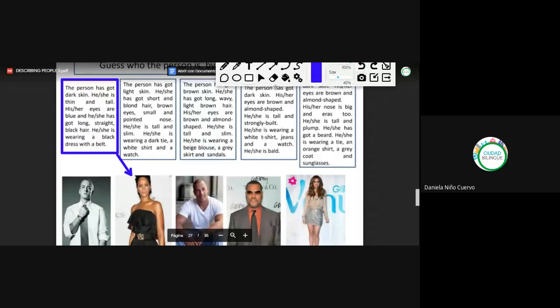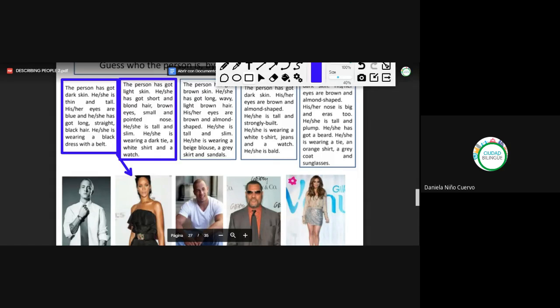Very good. We continue with the second description. I need another volunteer, please. Okay, Angel, thank you. The person has got light skin. Yes. He, she has got short and blonde hair, brown eyes, small and pointed nose. He, she is tall and slim. He, she is wearing a dark tie, a white shirt and a watch. All right, very good. Thank you very much, Angel.